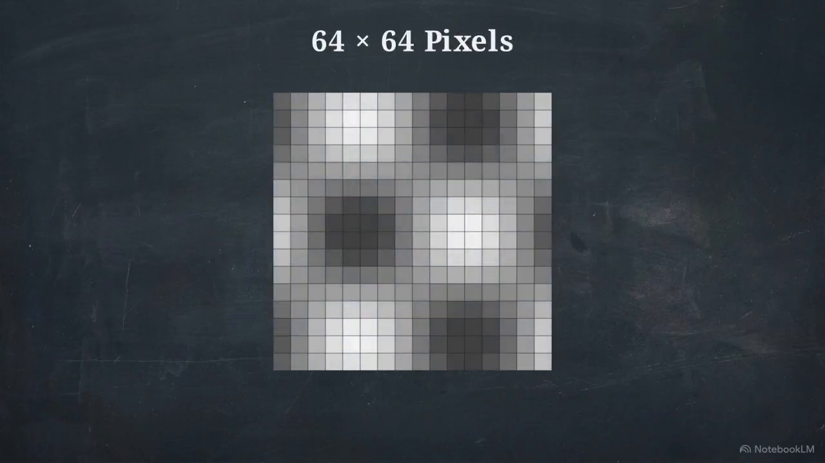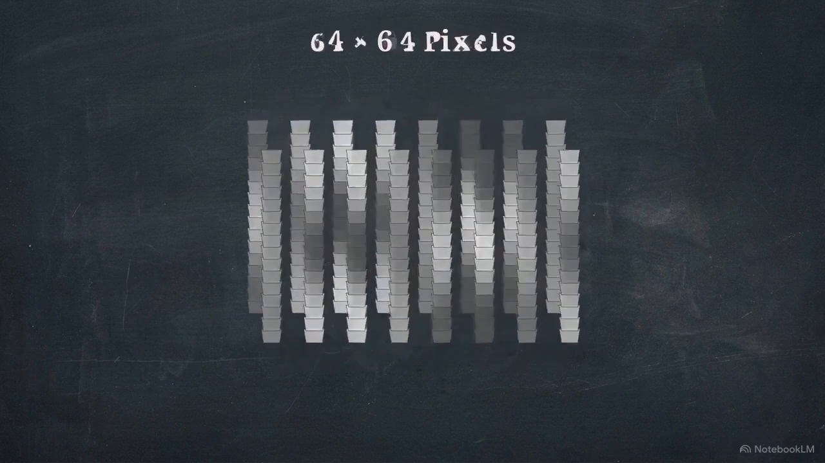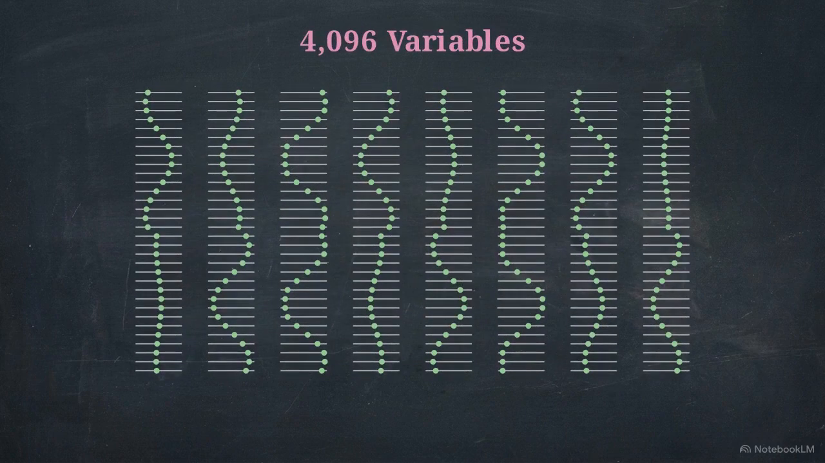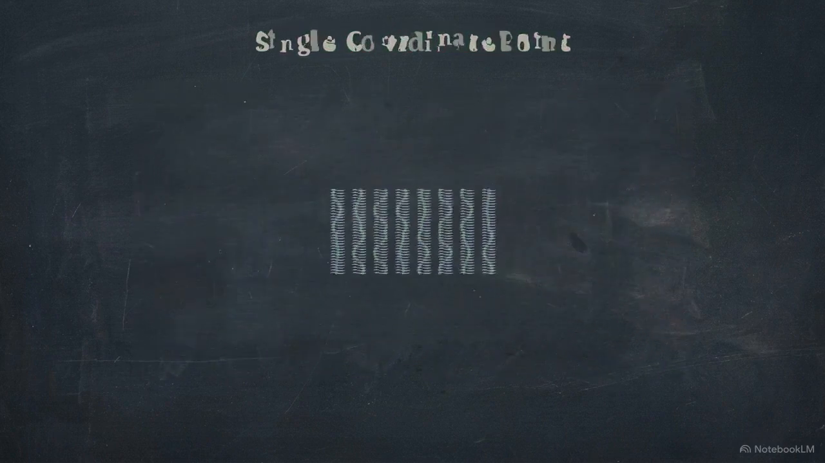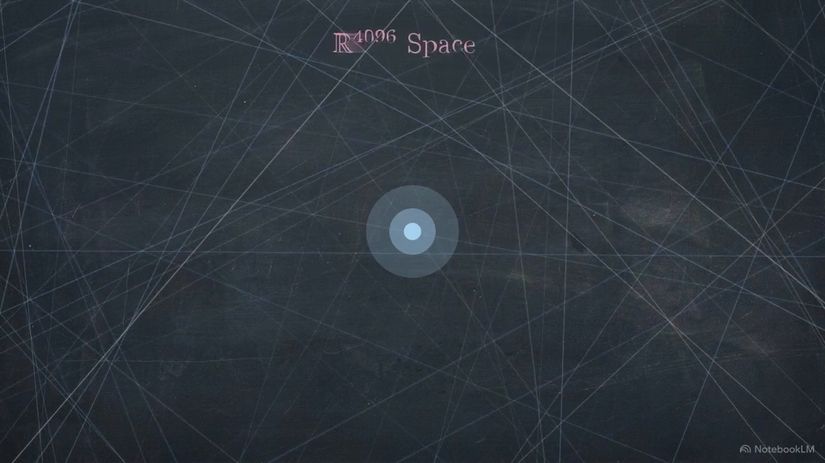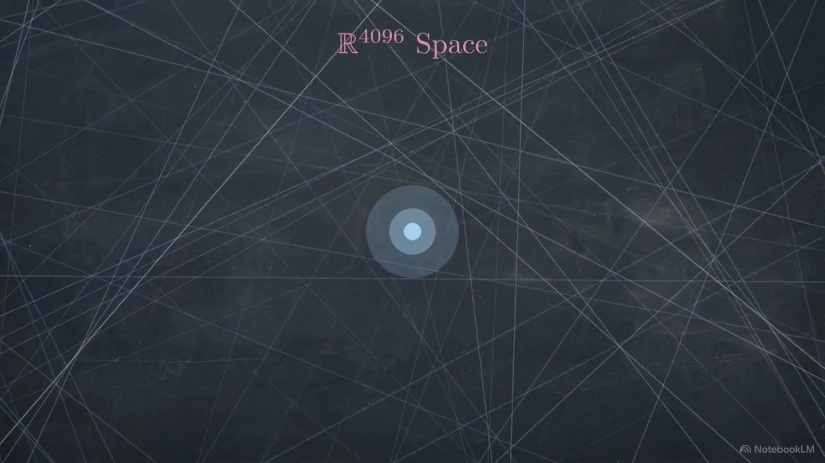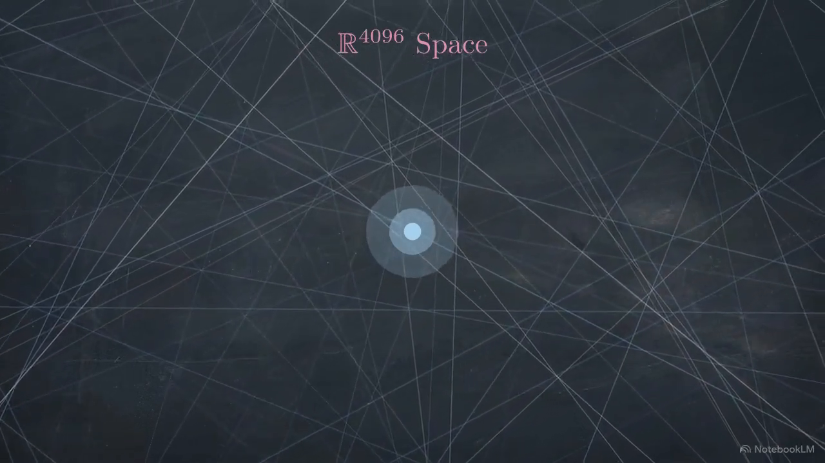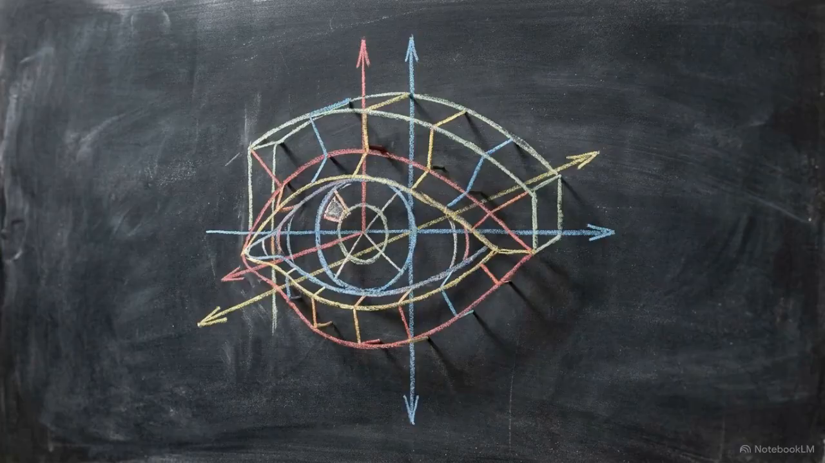A small digital image is actually a massive list of over 4,000 variables, one for the brightness of every pixel. A computer vision algorithm treats this entire image as a single coordinate point. It plots that point inside a 4,096-dimensional space. By translating visual media into coordinates, we enable computers to process the world through pure geometry.